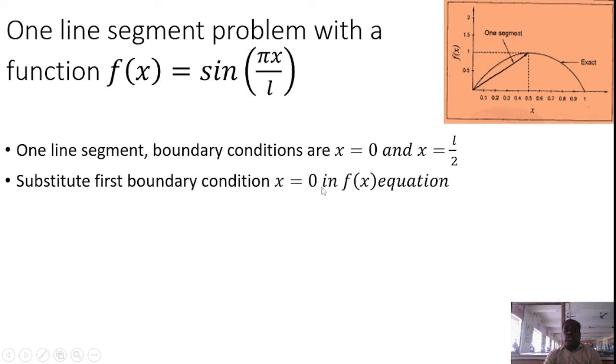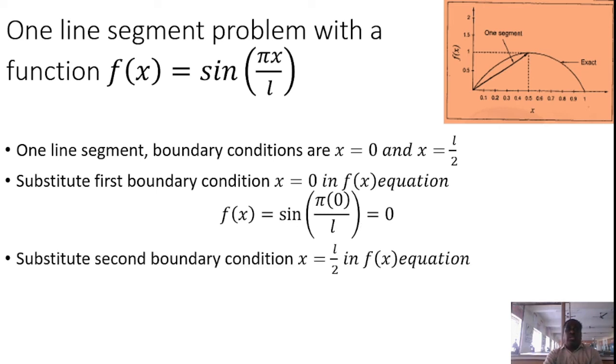So first, substitute the boundary condition x equal to 0 in the f of x equation. Here in f of x equals sin pi x by L, I substitute 0 for x, so I get sin of pi 0 by L. Sin 0 is equal to 0, so f of x is equal to 0.